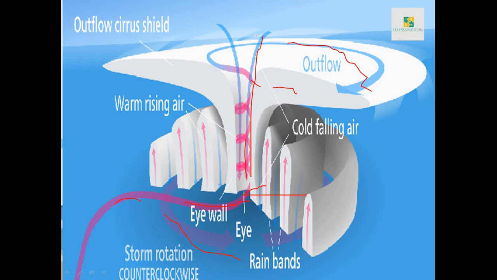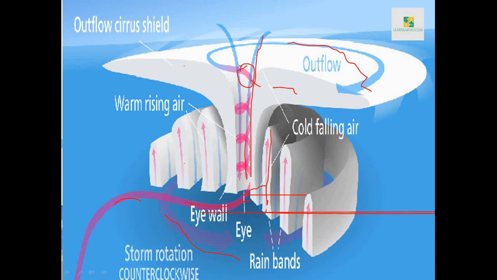So this is the eye. So this particular region, this cylindrical region is called eye. So this circle, this region, this is called eye. So around this eye, you will be having multiple such convection cells. So this region, so here also air is getting uplifted. So moist air will be uplifted here, and they will form the clouds there.